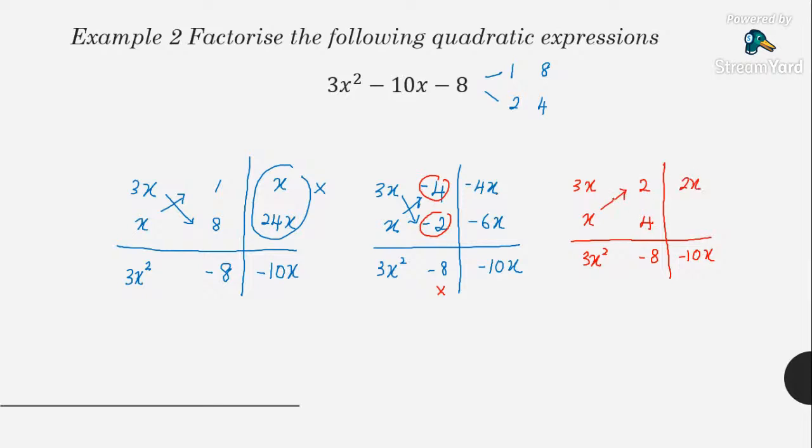Again, cross multiply, cross multiply. So in this case, I will have a negative 12. This is positive, this is negative, and therefore, this will become negative 8. Okay, now everything is correct. I will write down the final answer. 3x squared minus 10x minus 8 is equal to 3x plus 2 and x minus 4.